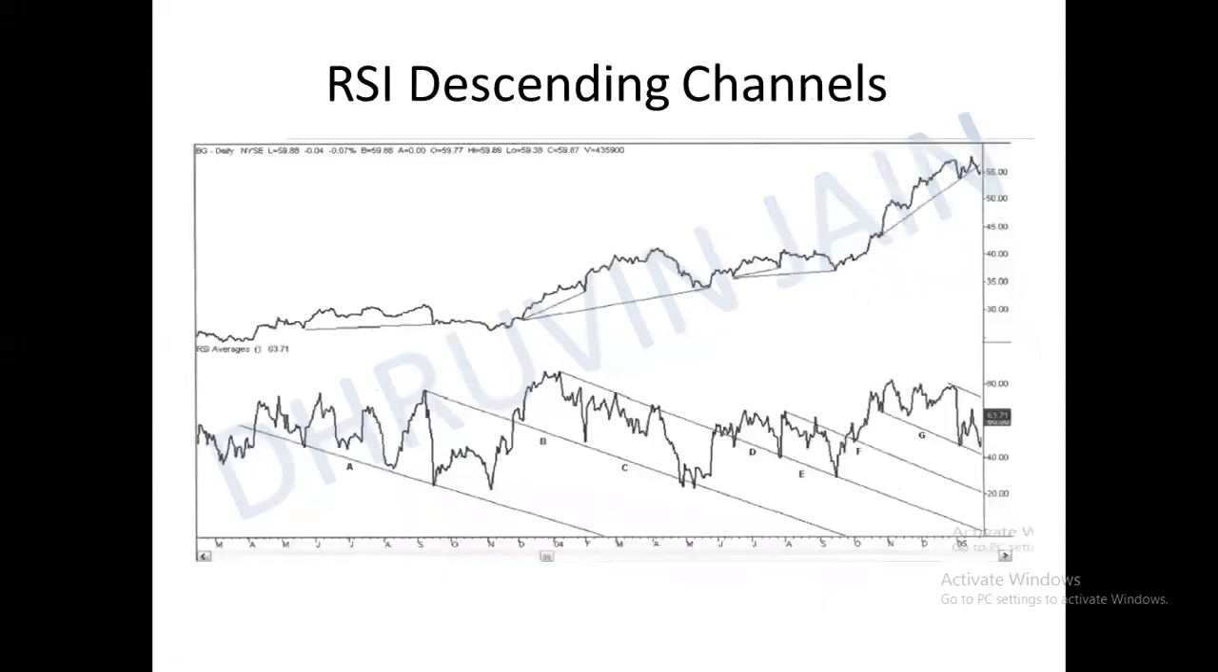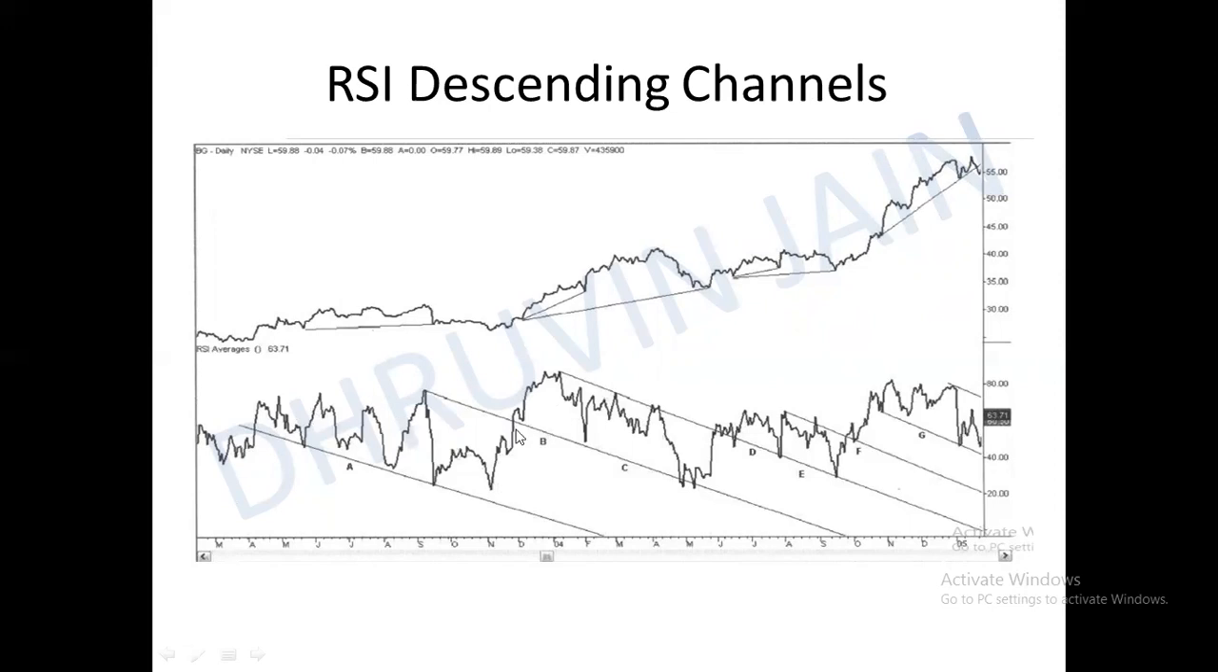Okay. This is a beautiful, another example of DD plus. There you can see this is actually not a descending channel, although there are just parallel lines drawn here. This particular one is not a descending channel. So here we can see that RSI has continued its upward movement of trend.